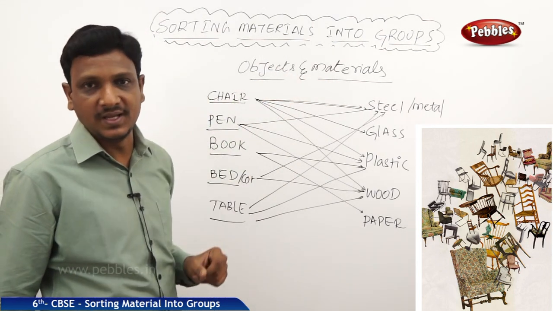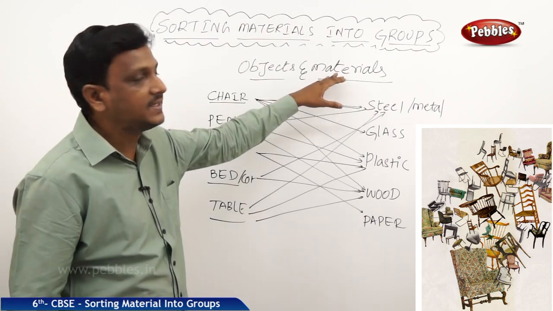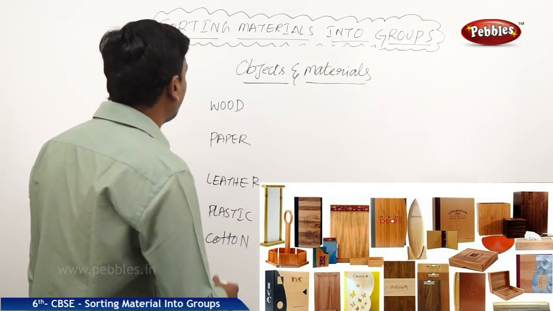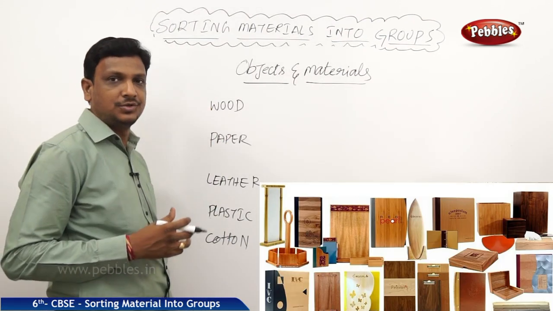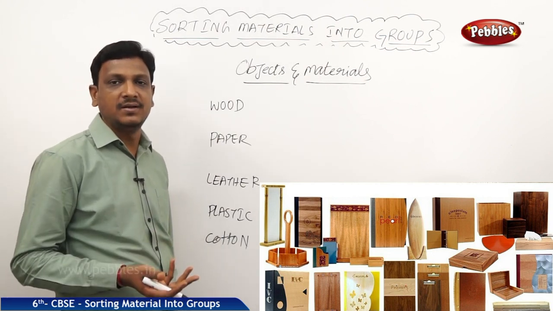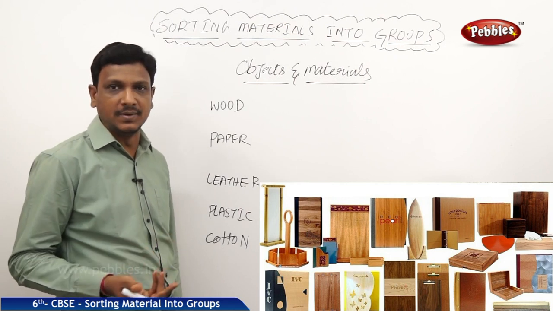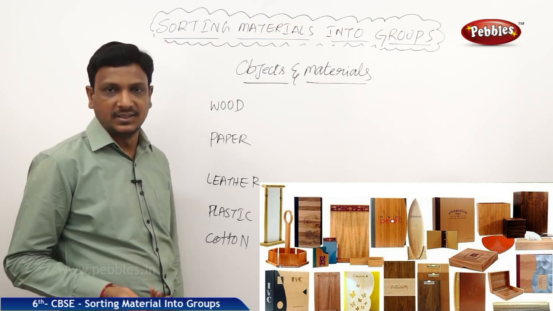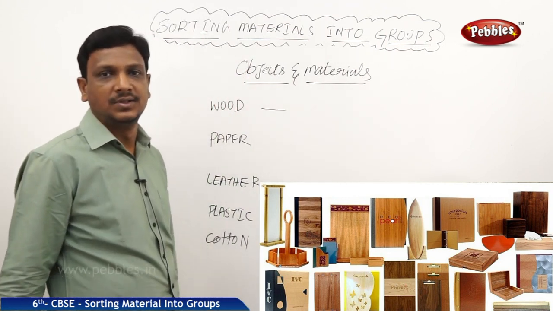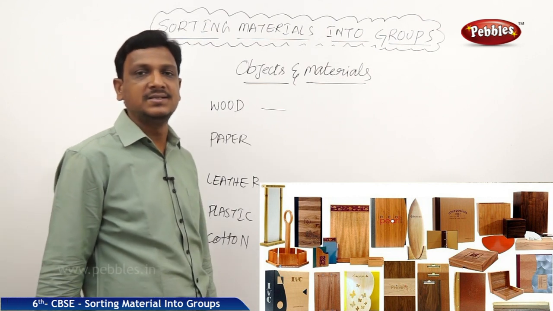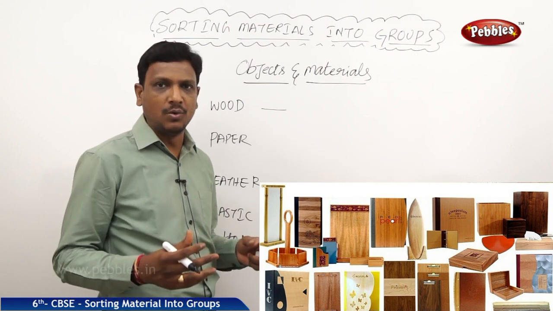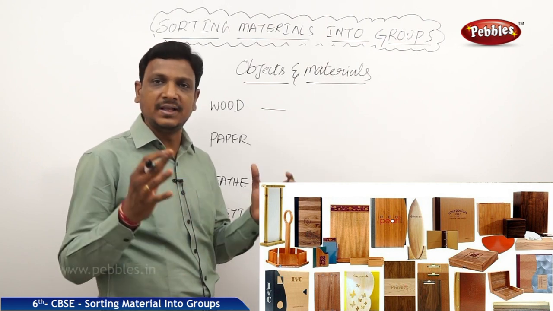We have one more relation to be identified, that is, one material can be used to make so many objects. Let us see. In the previous case, we have seen an object is made by different materials. A chair can be made by wood or steel or plastic. In the same way here, if you see the wood, it can be used to make so many objects. So you might be knowing that in earlier days, they used to use wood to make most of the objects. Even now, in many of the countries, they use wood to make their houses even.